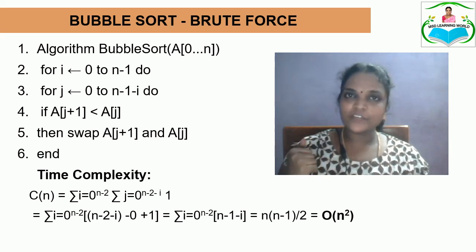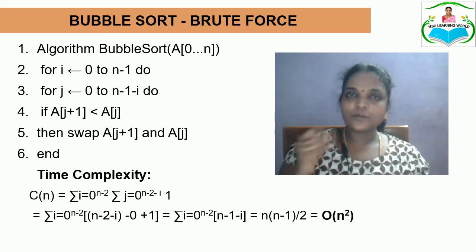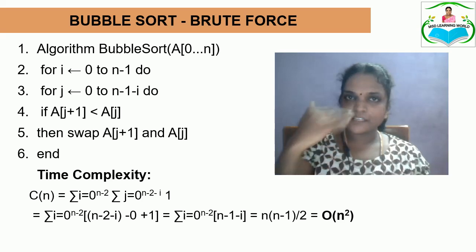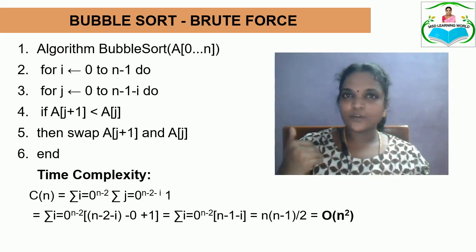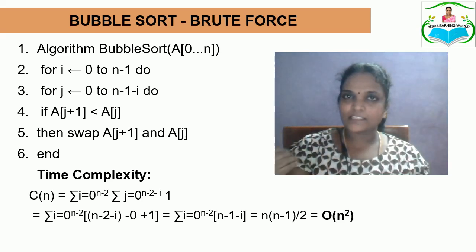So the input given to this algorithm is an array of n numbers. While you are getting inside the control structure, you will have nested for loops. The outer is the i loop and the inner is the j loop. The i loop will be executed from 0 to n minus 1. If you want, you can execute from i as 1 to n. Then the j loop is going to be executed for j equal to 0 to n minus 1 minus i. So here you are going to check whether the array element of j plus 1 is less than j.